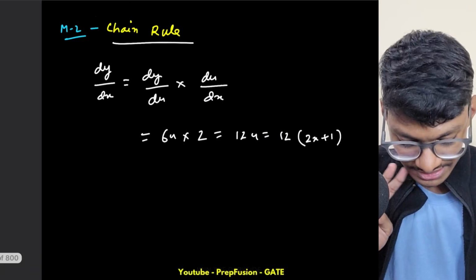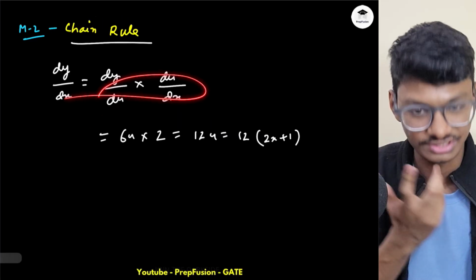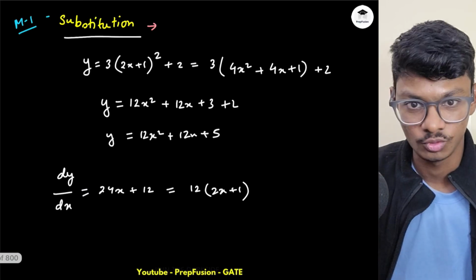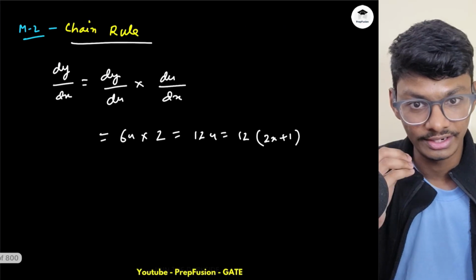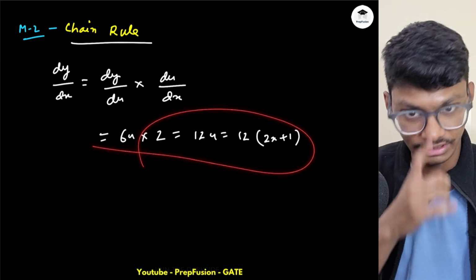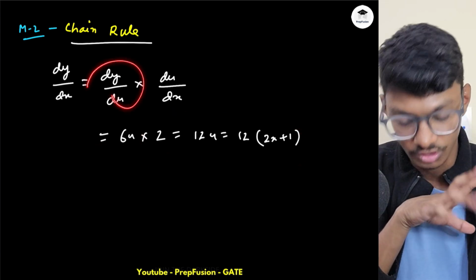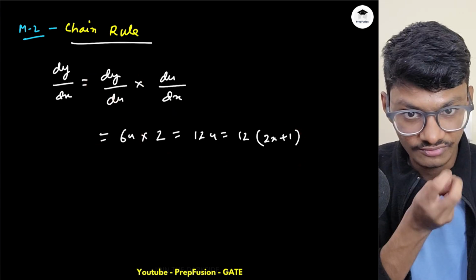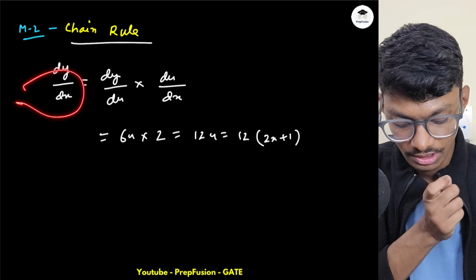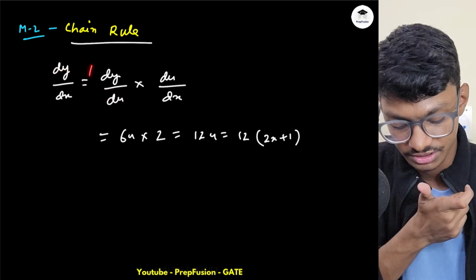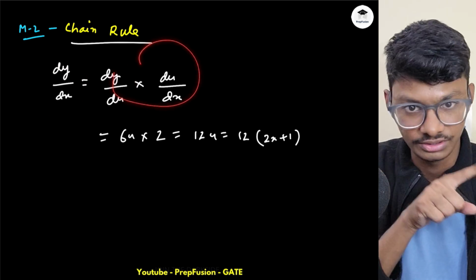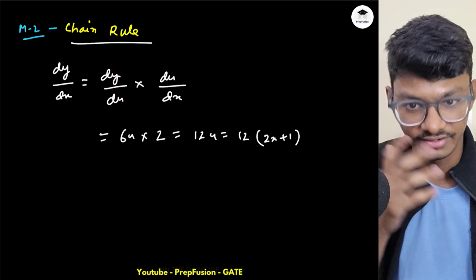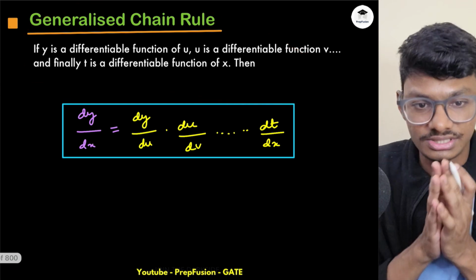So it took us just one line here, because this was the derivation, and with substitution it took us so many lines, right? So that is the advantage of chain rule. Even if y is not a function of x, I can easily find the differentiation with respect to x by finding the differentiation with respect to u and then multiplying with du upon dx. So yeah, that is the advantage. So this is the generalized chain rule.